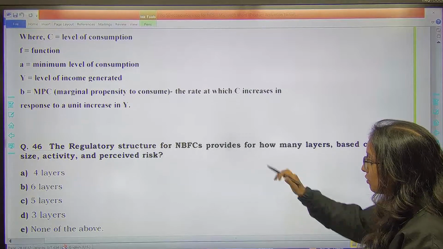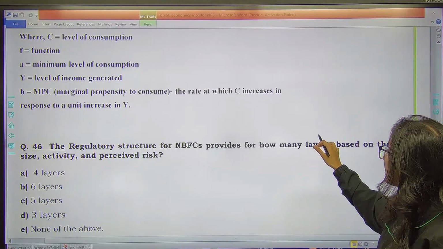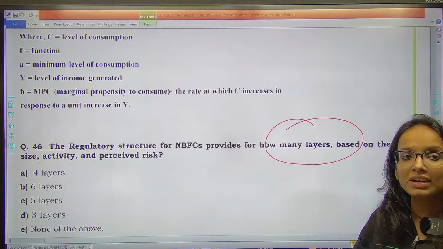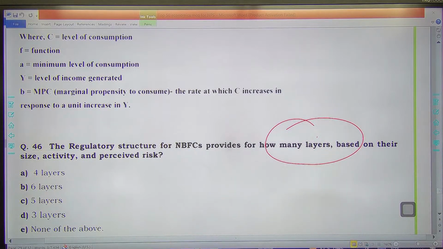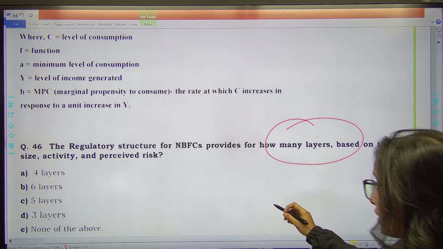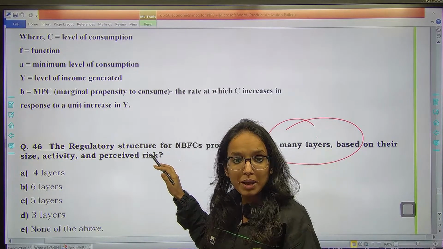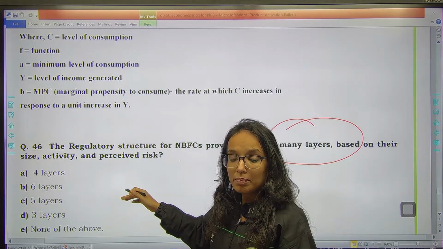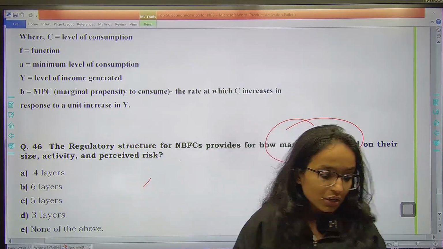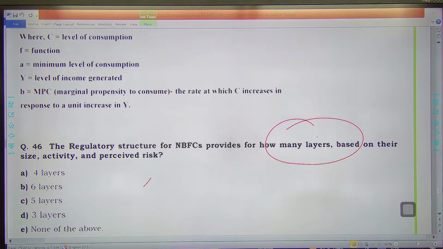46. The regulatory structure of NBFCs provides how many layers based on their size, activity, perceived risk? How many layers in NBFCs do we have? This is particularly important because, if you remember, I have discussed in current affairs that new NBFCs have been added in the upper layer, right? So tell me, how many layers are there for NBFCs?